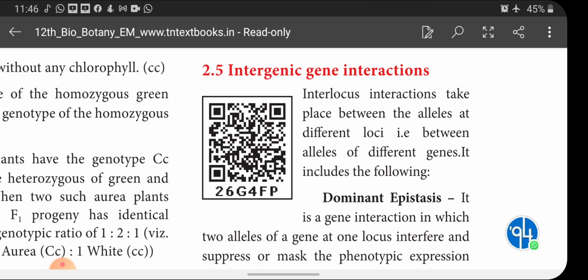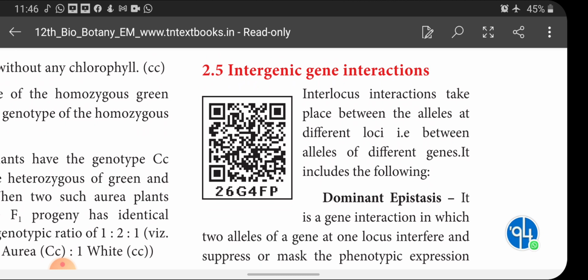Here, interlocus interaction, that is, the interaction between alleles of two different loci, is called what? Intergenic gene interaction. So interlocus interaction takes place between the alleles at different loci. That means one allele may be present in one place of the chromosome, and another pair of alleles present in another locus. Locus means what?